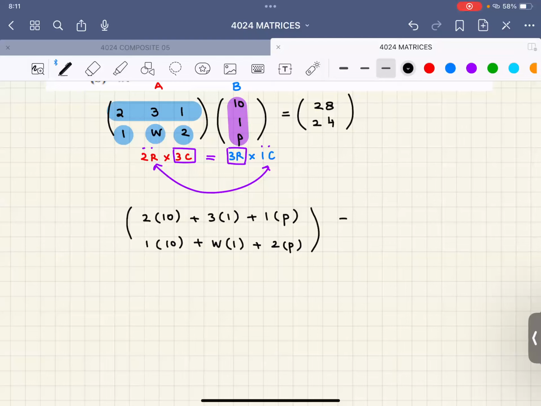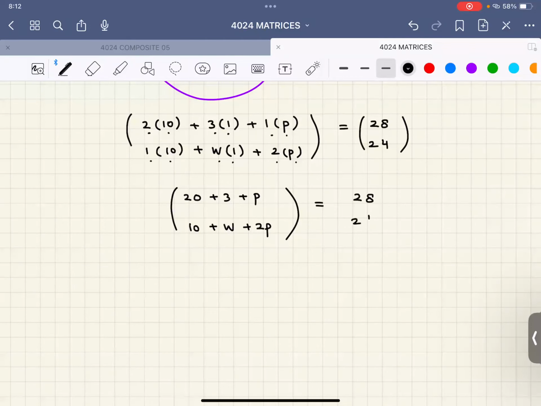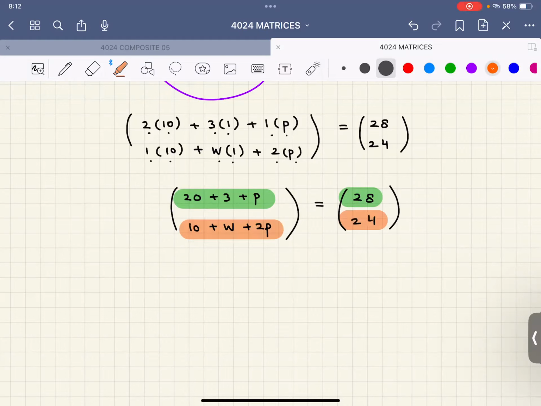And this equals to 28 and 24. So if I simplify, that's 20 and that's 3 and that's P. So 20 plus 3 plus P, and the other one is 10 and W and 2P. This equals to 28 and 24. Now, two matrices are exactly the same. That means this should equal to this. That means this should equal to this.